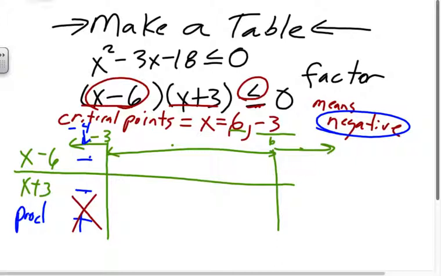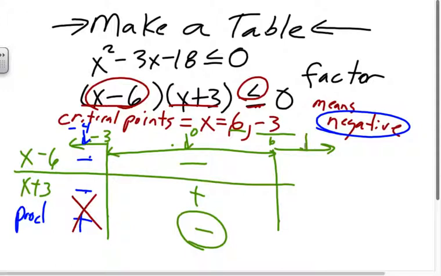So now I come back into my second interval and I pick a test point. It's between negative 3 and 6. So I'm going to pick 0. And I plug it in. 0 minus 6, negative. 0 plus 3, positive. Positive and negative is a negative. There's what I'm looking for. So I know anything between negative 3 and 6 is going to be a solution.